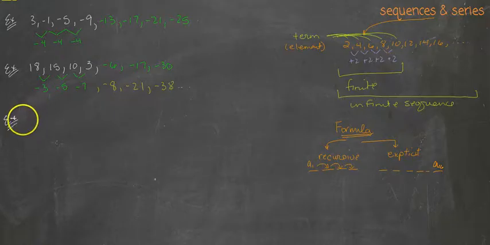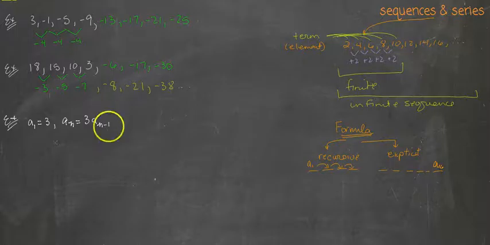So I want to do a recursive formula first. I'm given a sub 1 is 3, and I'm told that the formula to get me to a sub n equals 3 times a sub n minus 1. That means n minus 1 being the previous one, right? So if I want to get to this one, I have to know the n minus 1 term first. Let me finish the formula. Minus n plus 2.